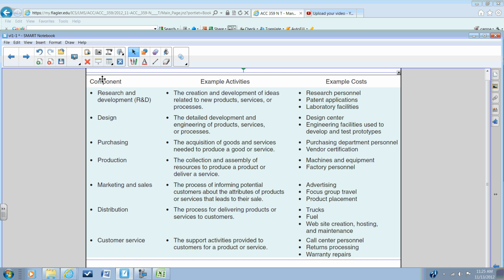And the components of the value chain are listed here on the left. We have our three preliminary activities: research and development, design. These activities begin the product life, and we look at an idea or a product or a service, and we develop that.